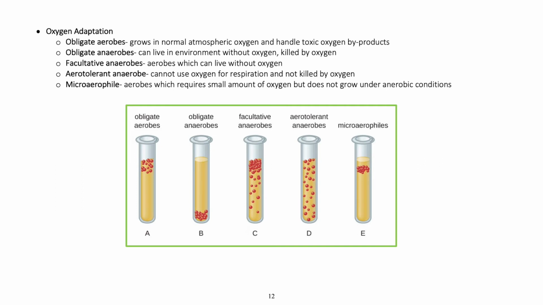Oxygen adaptation. Obligate aerobes. Grow in normal atmospheric oxygen and handle toxic oxygen byproducts. Obligate anaerobes. Can live in environments without oxygen, killed by oxygen. Facultative anaerobes. Aerobes which can live without oxygen. Aerotolerant anaerobes. Cannot use oxygen for respiration and are not killed by oxygen. Microaerophiles. Aerobes which require a small amount of oxygen but do not grow under anaerobic conditions.